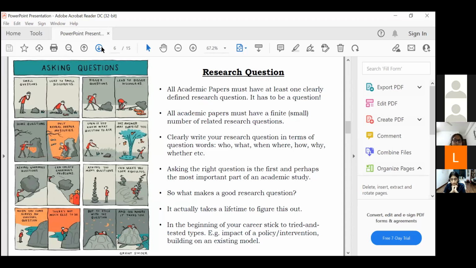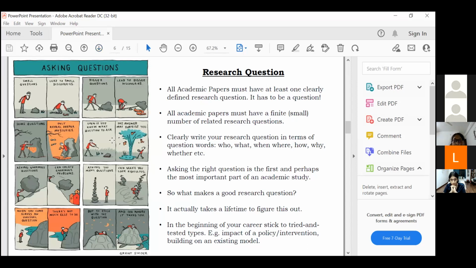When you're at the beginning of your career, you can try to stick to the tried and tested type. So you could look at what's the impact of a policy or an intervention that's happening. Or if you are someone in theory, then you build on an existing model, you tweak an assumption. You want to know, what happens if you don't make a certain assumption about how consumers behave or how producers behave, and so on. So there are some tried and tested methods, and you can stick to those to motivate your research question.